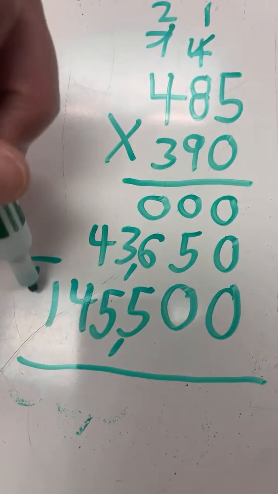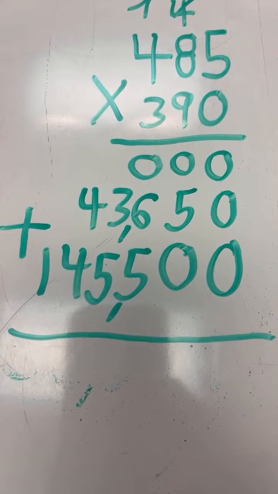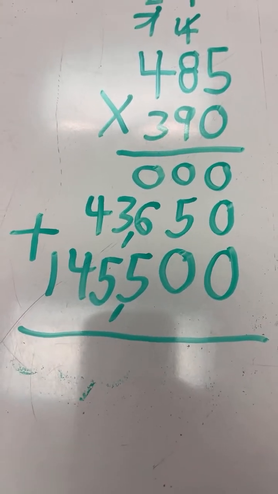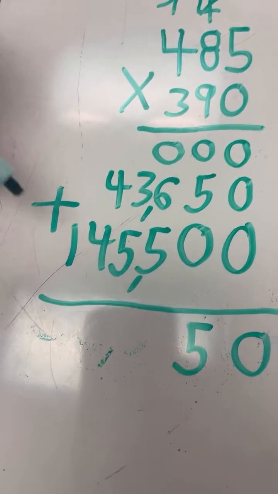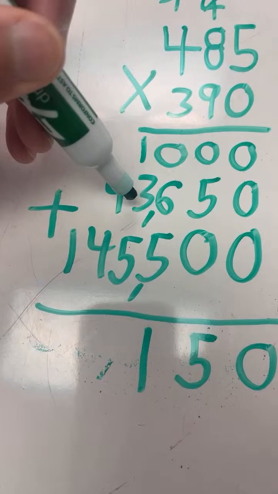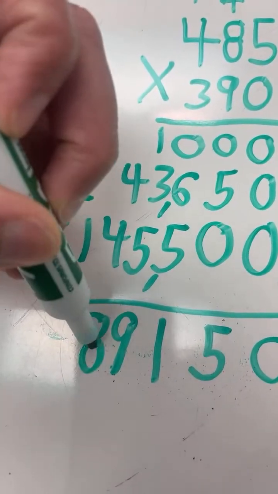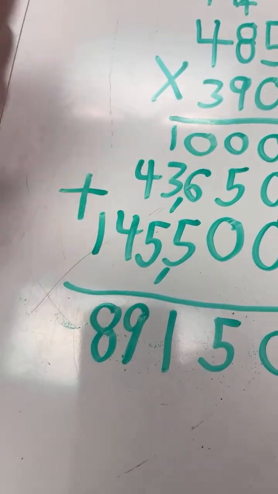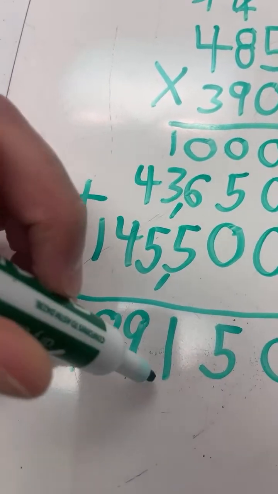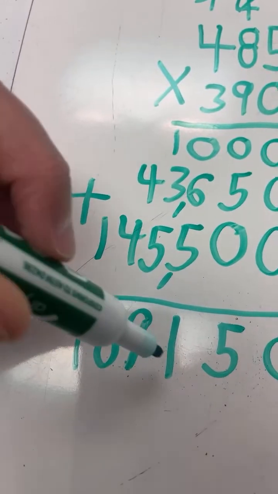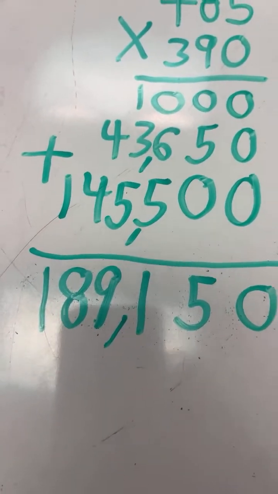And now, we simply have to add these 3 numbers together to get our final answer. 0 plus 0 plus 0 equals 0. 0 plus 5 plus 0 equals 5. 0 plus 6 plus 5 equals 11. 1, carry the 1. 1 plus 3 plus 5 equals 9. 4 plus 4 equals 8. 0 plus 1 equals 1. And we have our final answer.